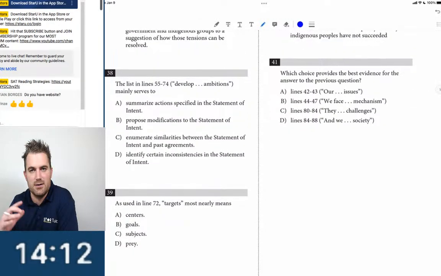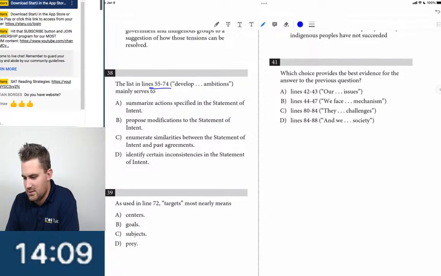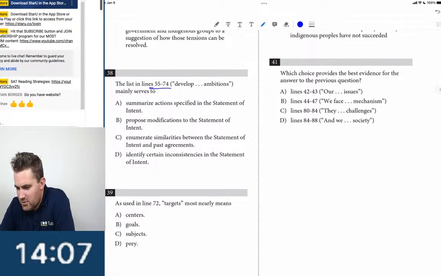The list in lines 55. And it serves to, I might have to do the rest of this with my finger, just writing with my finger. Develop ambitions, mainly serves to.